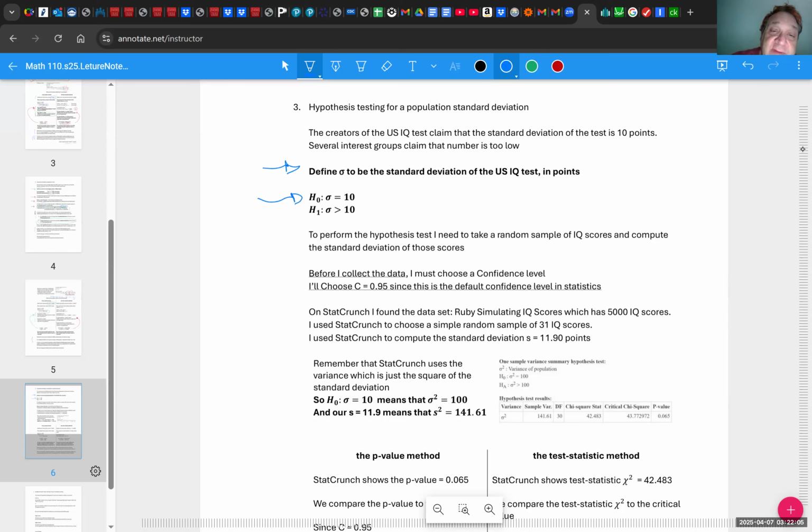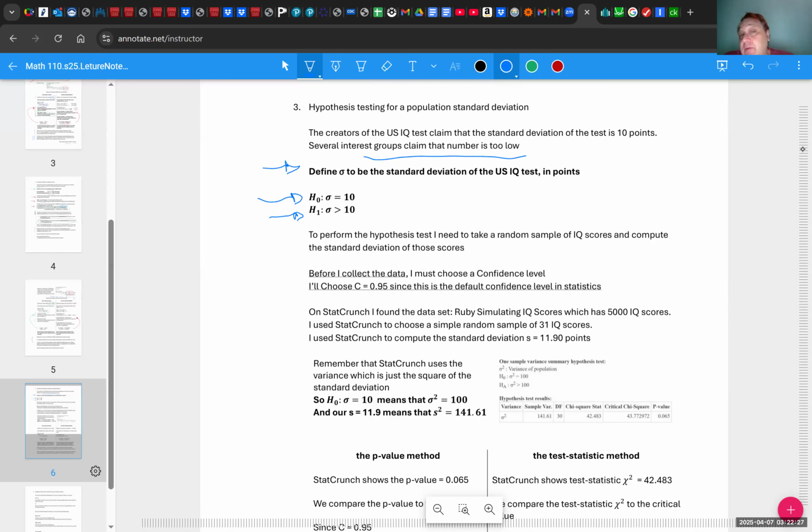And for the alternative, I wrote greater than here. Why did I write a greater than on this particular problem? I wrote a greater than because the interest groups claim that number is too low. So if these people think the number is too low, then they think the actual number is higher than 10. So my alternative is that the sigma value is greater than 10.